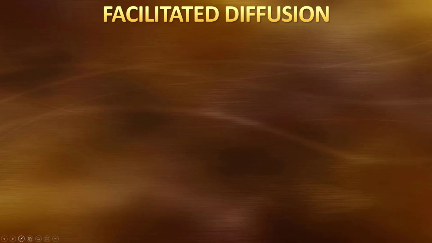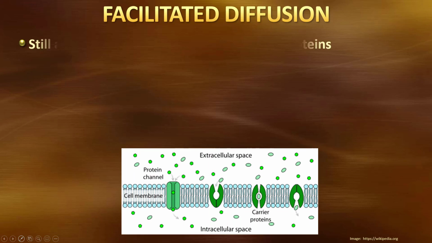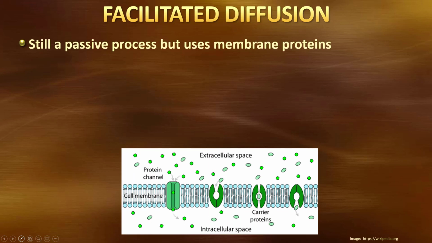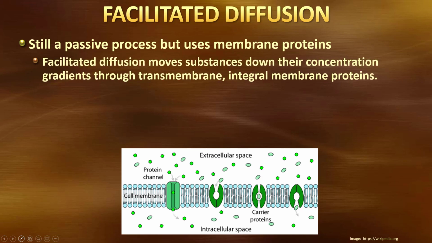Now let's take a look at facilitated diffusion. In facilitated diffusion, it's still a passive process, so it doesn't use energy. The difference here is instead of it going through that lipid bilayer, it will use membrane proteins. It's still going to go down the concentration gradient. If it's a passive process, it has to go down the concentration gradient. You can't have a passive process and move something up a gradient from an area of low to higher concentration. It just won't do that.